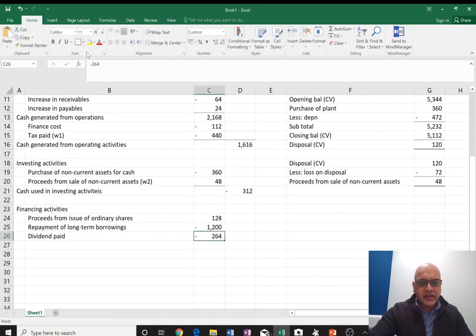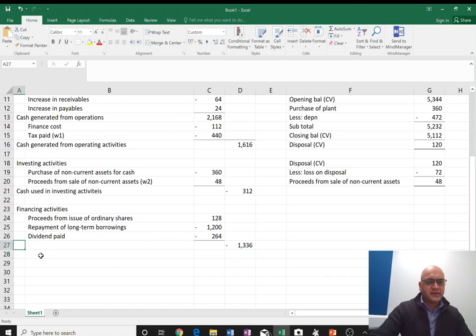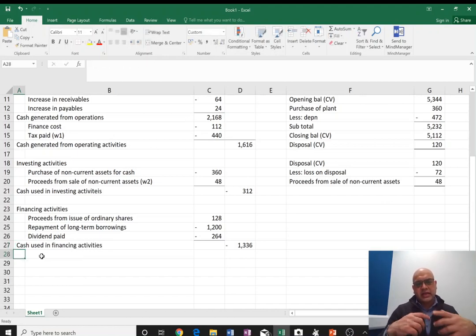And then we can do the adding up again of these three items, and we'll find, oops, it's negative. Wow, okay. So we can say cash used in financing activities. Now we have cash flows from all three activities. The operating activity generated positive cash flow, and the last two generated negative cash flows.